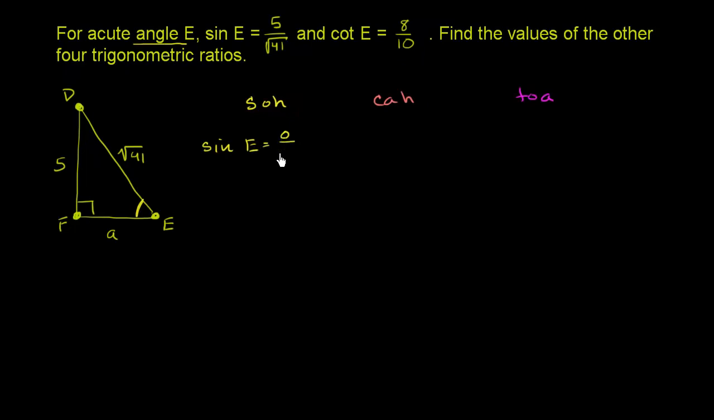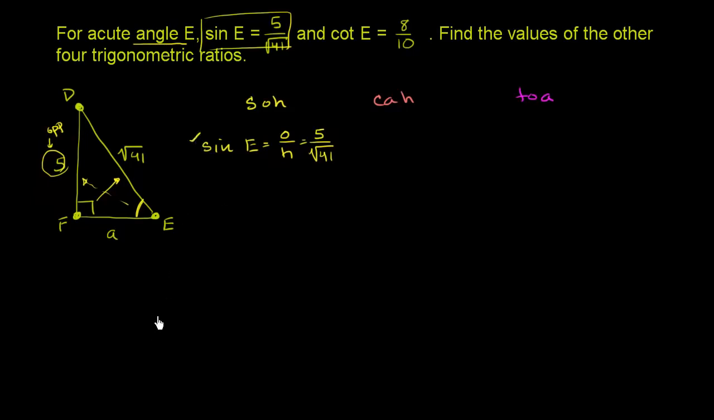SOH tells us that sine of an angle, and in this case we care about angle E, is equal to the opposite over the hypotenuse. If we look at angle E, what is the opposite? We go across the triangle. The opposite is right over there. That is 5 over the hypotenuse. The hypotenuse is opposite the right angle, and it's the longest side of the triangle. It's side DE and has length square root of 41. So that's consistent with the information they gave us. This was kind of redundant information. We could have figured that out just from the diagram. But at least we got that out of the way.